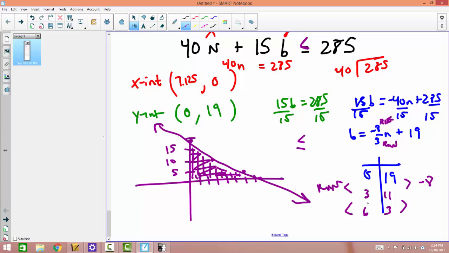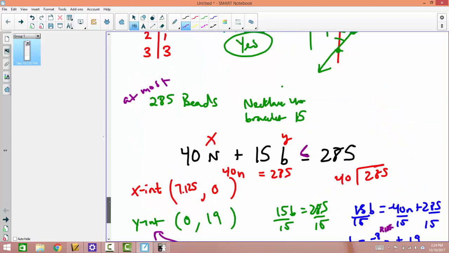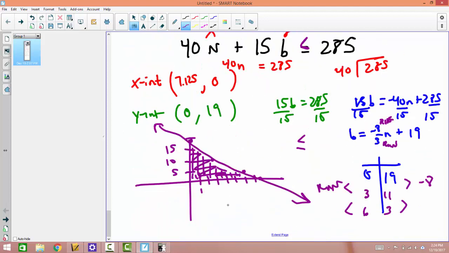So we could say that you could make 1 and 5, and our X is our necklaces and our Y is our bracelets. So any ordered pair combination that is in this range right here works. So this is all of the good data. So you can list any ordered pair in there, making it way less.